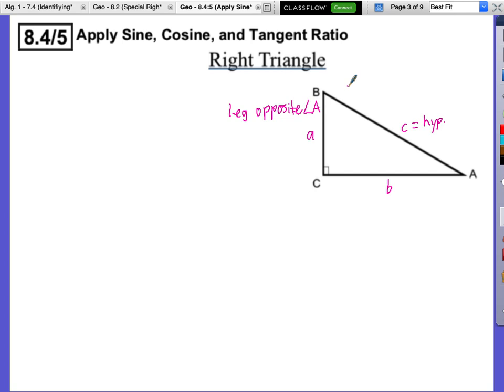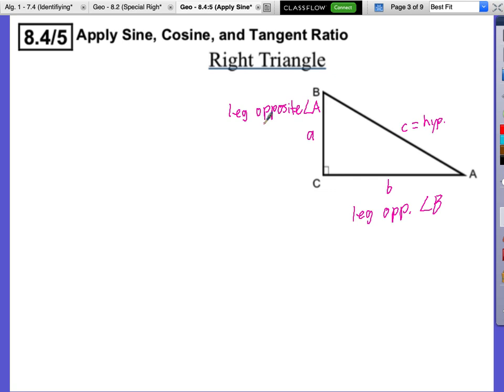Okay, so I heard that. What do we call this? B, we can call it the leg opposite angle B. I can just put opposite as OPP, angle B. Leg opposite angle B. C is equal to the hypotenuse, right? Yeah, C is the hypotenuse. The hypotenuse.